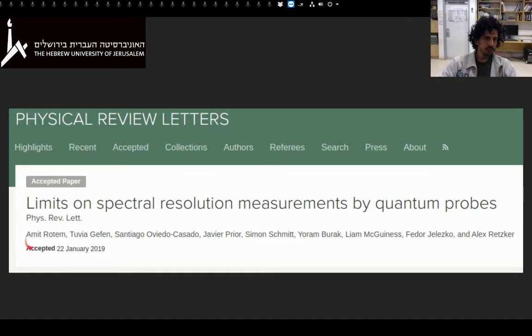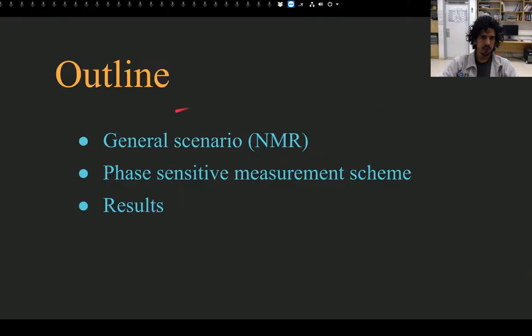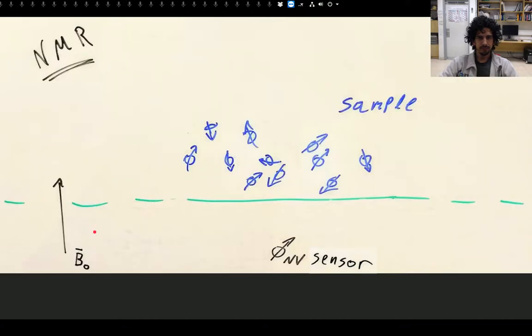I'll present a work recently accepted for publication in PRL called Limits on Spectral Resolution Measurements by Quantum Probes. I'll go over the general scenario of the NMR measurement, describe the phase-sensitive measurement scheme, and our main results.